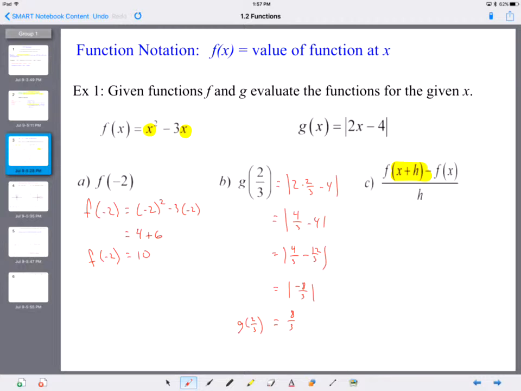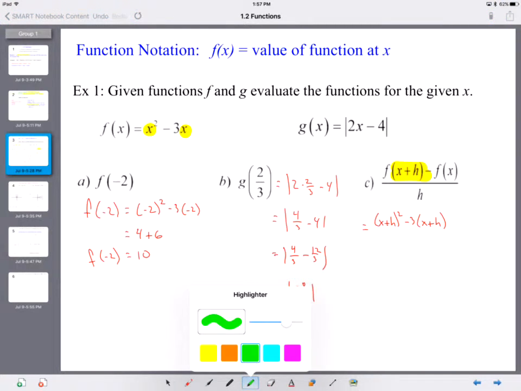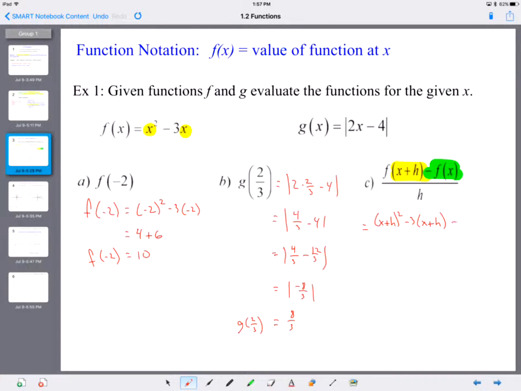And so what is that equal to? Well, this would be equal to x plus h squared minus 3 times x plus h. So wherever there was an x, we replaced it with x plus h. And now we really just need to simplify that. The second part of it, which is the minus f of x, well, we already know what f of x is. So we have minus, but it is a quantity, so we need parentheses, minus x squared minus 3x, and then all of this is being divided by that h value. So that's what c represents, and then we can take this and simplify this down as much as we can.